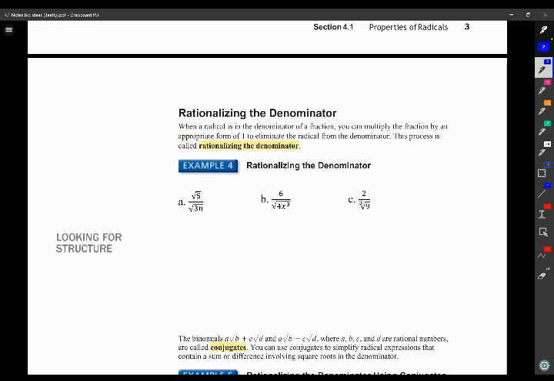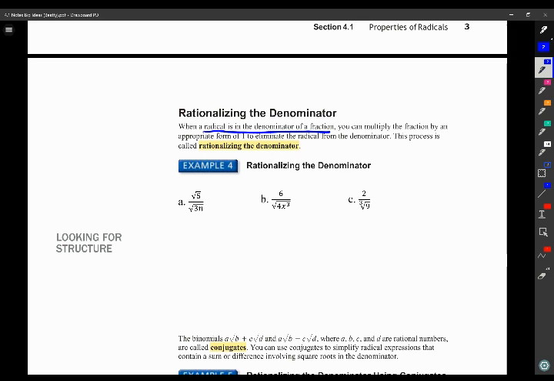So the last thing that we're going to talk about in 4.1 is rationalizing the denominator. And so what that means is we don't want a radical sign in the denominator of the fraction. So when it talks about rationalizing a denominator, that's what it means. So you can't have a radical in the denominator of a fraction. And so the way we get rid of that is called rationalizing the denominator.